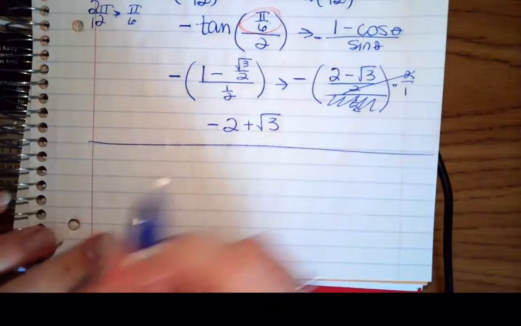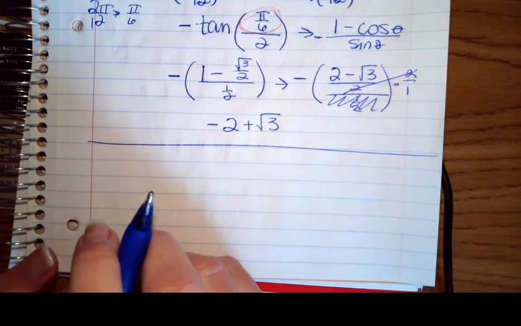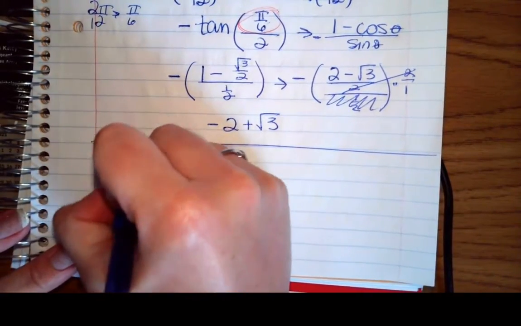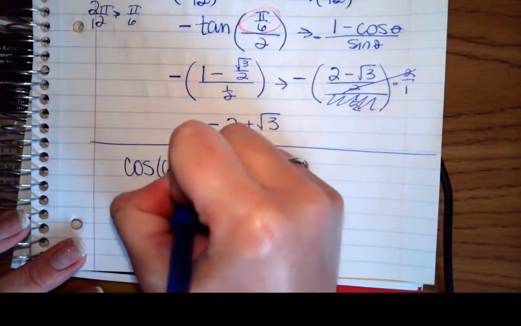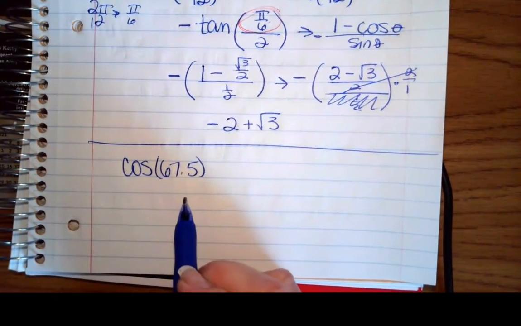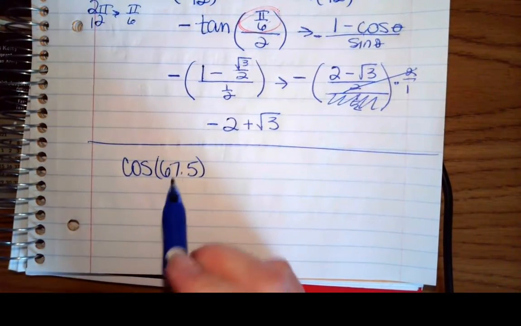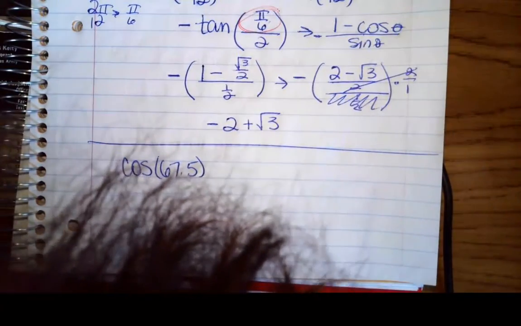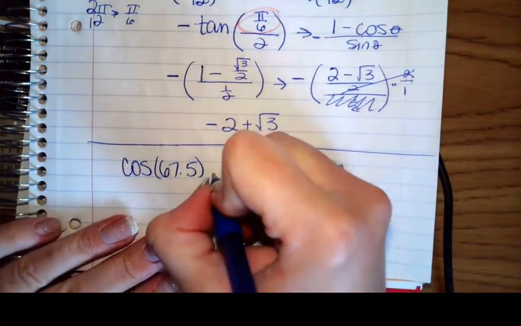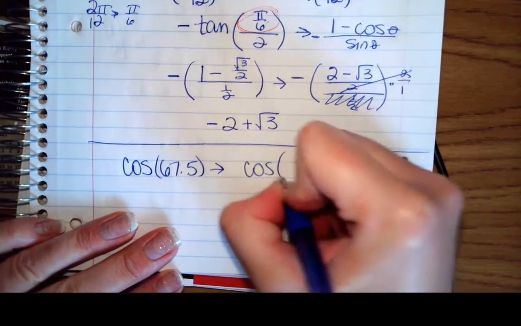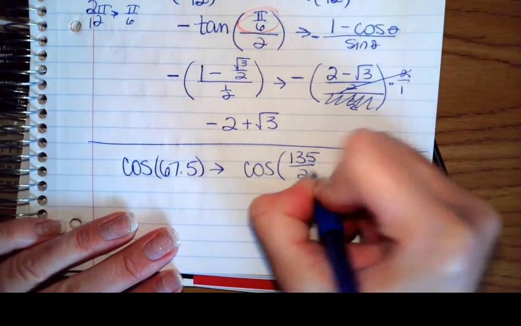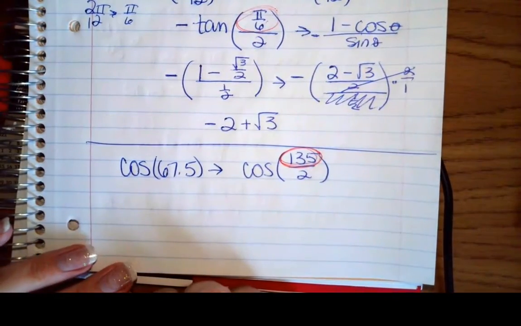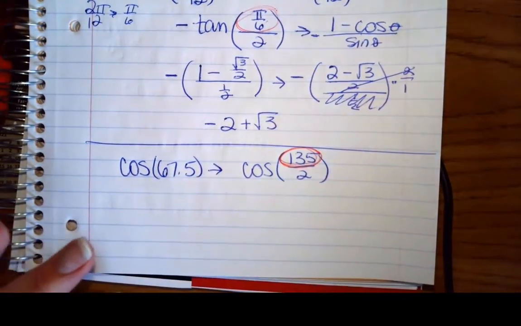So here is: use the half angle formulas to find the exact value of the expression, the cosine of 67.5. So I've got the cosine of 67.5. So what did I take half of? I need to double it to find out what I took half of. So 67.5 times 2 is going to give us 135. So I'm going to rewrite this as the cosine of 135 over 2, which means this is my alpha, theta, beta, whatever you want it to be.